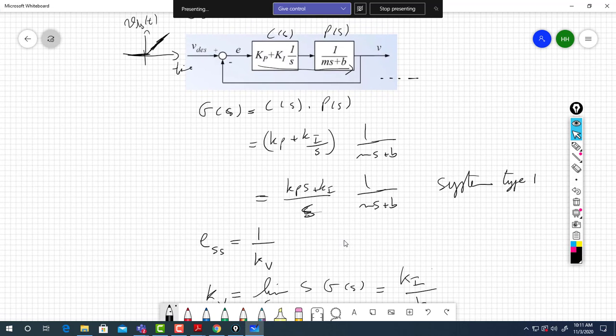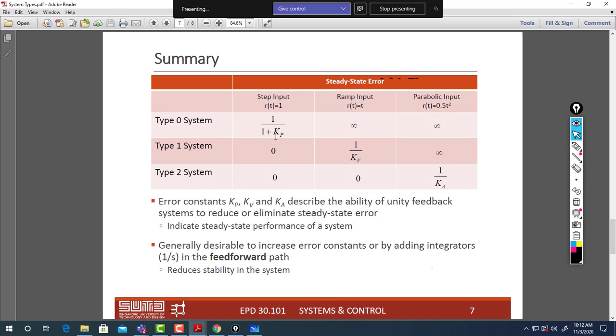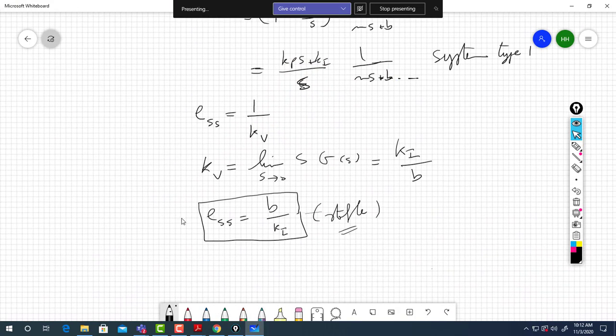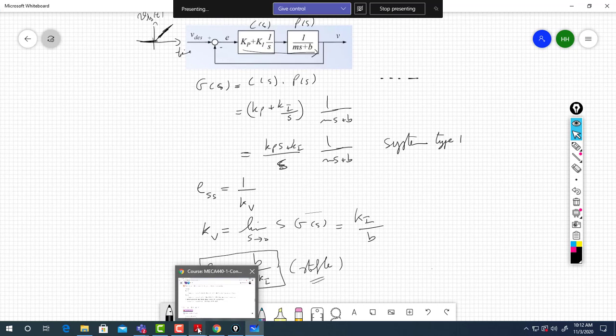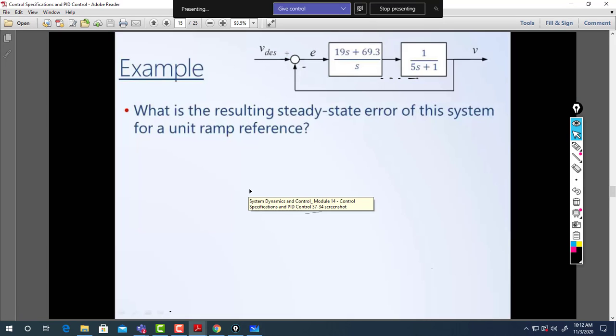So first we found Kp and Ki. Then we ask ourselves, can this controller cancel or eliminate the steady state error for a ramp input? It doesn't eliminate. Does it eliminate the steady state error for a step input? Yes, a system of type 1 eliminates the steady state error for a step input. So the PI controller can eliminate the steady state error for a step input.